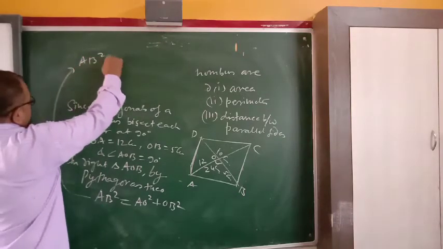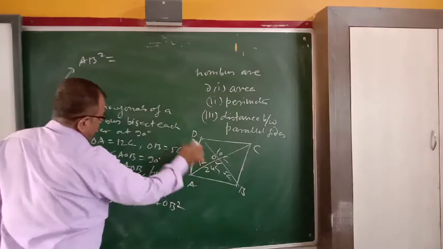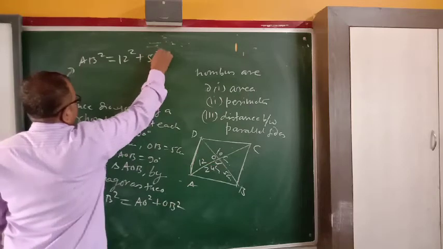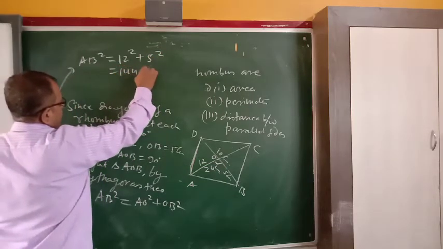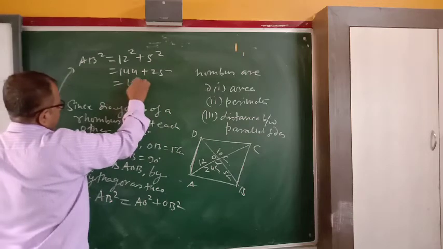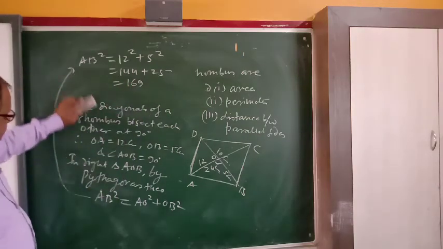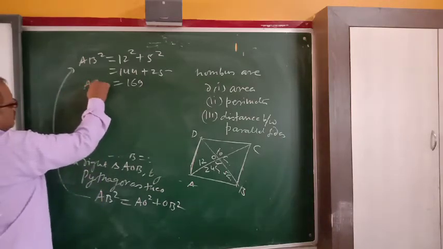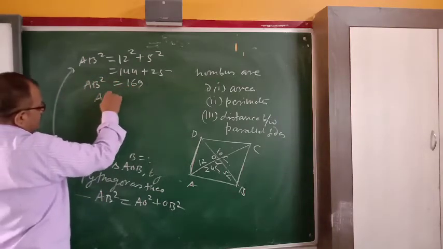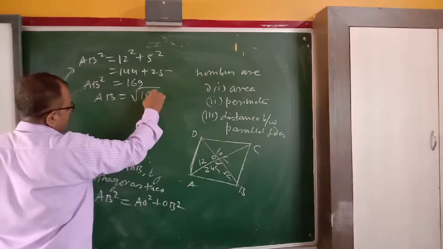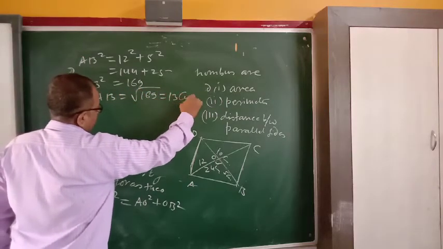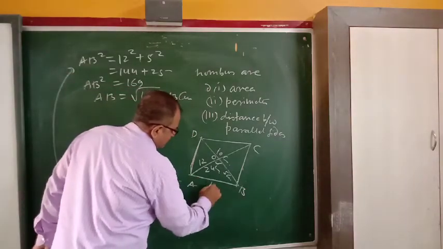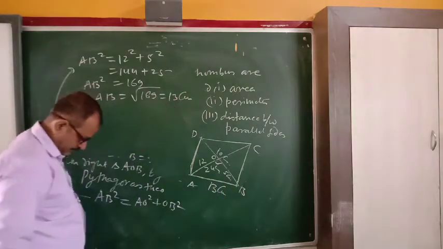AB square, how much is AO? AO is 12, so 12 square, OB is 5, 5 square. 12 square is 144, 5 square is 25, it will come 169. So AB square is equal to 169. What will be AB? We will take the square root of 169, and the square root of 169 is 13 centimeter. So this side AB is 13 centimeter.